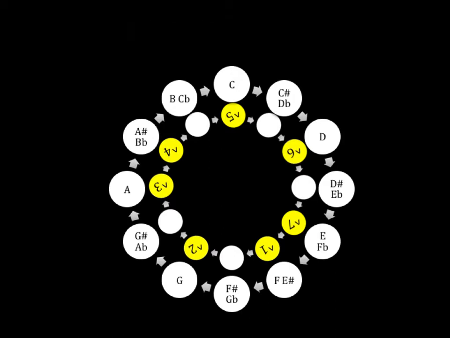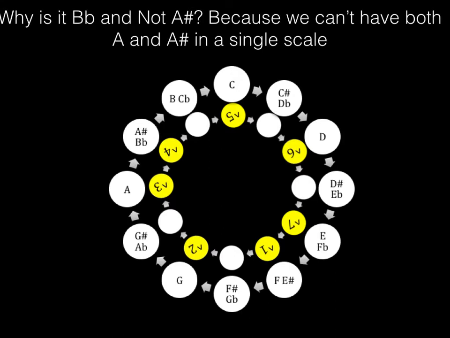But why is it B flat and not A sharp? Well, because we can't have both A and A sharp in the same scale, because you can't repeat that letter, and if we used A sharp, we wouldn't have any B in the scale. We would have F, G, A sharp, C, D, E, we wouldn't have any B's in that scale. So we need to use all of the letters. And you can't repeat any letters.